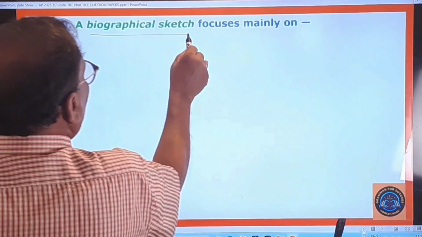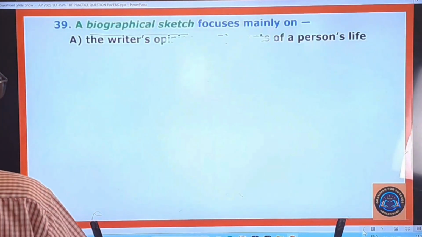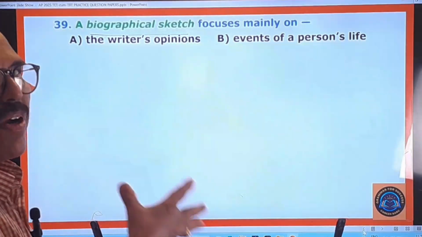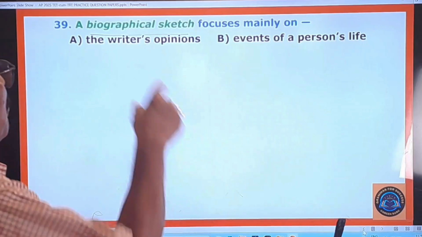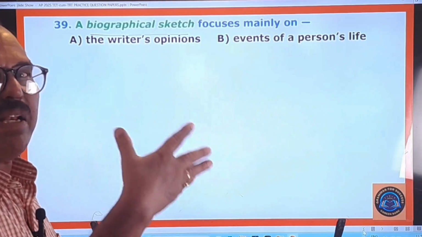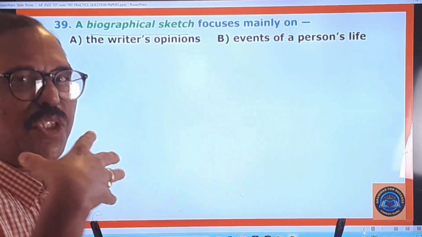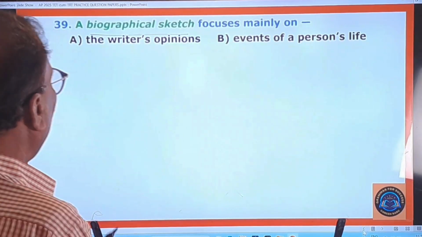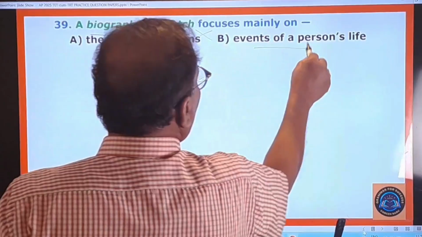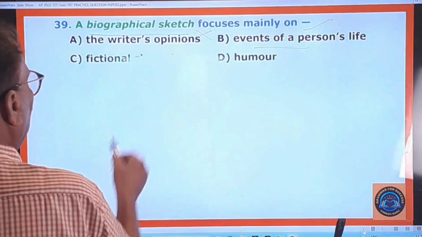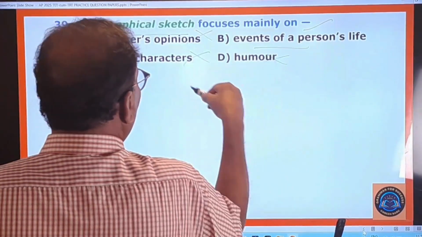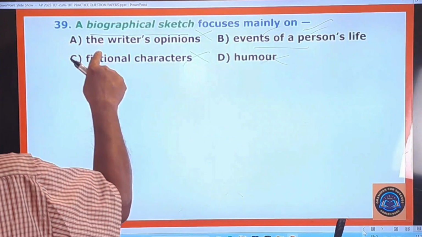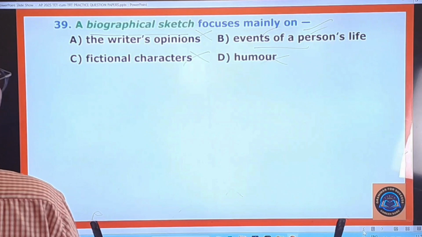39th one: a biographical sketch focuses mainly on what? A biographical sketch is nothing but a bio sketch. It is nothing but a brief account of someone's life. And this biographical sketch focuses mainly on the person's achievements, character, and contributions, and so on. And here, the writer's opinions, no. Events of a person's life, that's very important. Fictional characters, no. Humor, no. So here, A, C, D are wrong. Only events of a person's life. This biographical sketch focuses only on that. And you go to the next question.